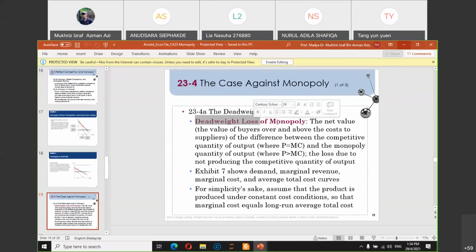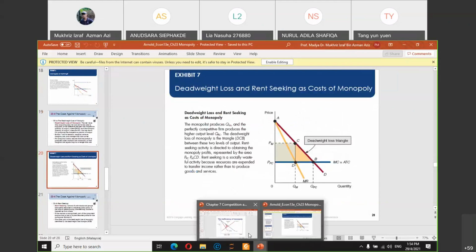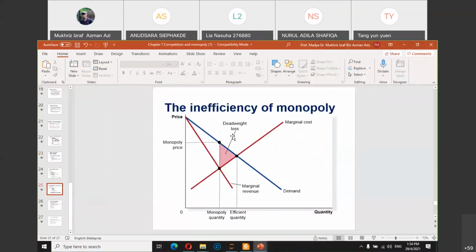So if you imagine, for example, there are many complaints that the price is so high, but the quality of the service is just average. Sometimes they show the same channel or the same content over and over again. But you cannot complain, because there is no competition. They charge the price high, but the quality of service is not up to the standard. So that is also considered as deadweight loss. So how you illustrate it in a simple graph is this triangle here.